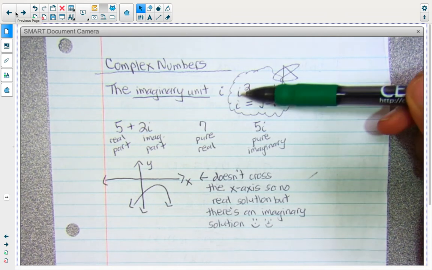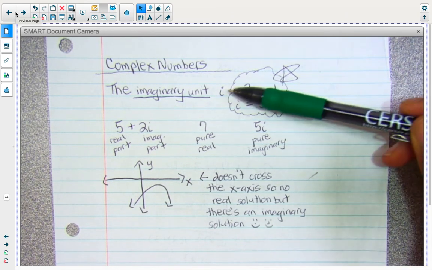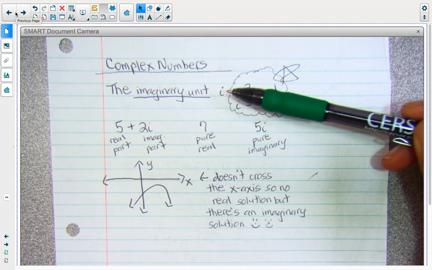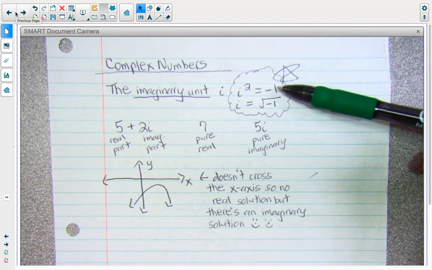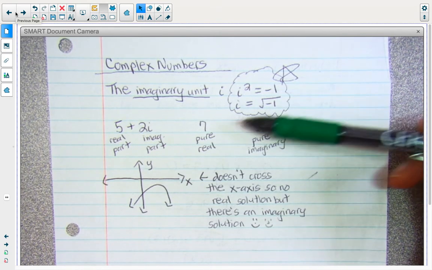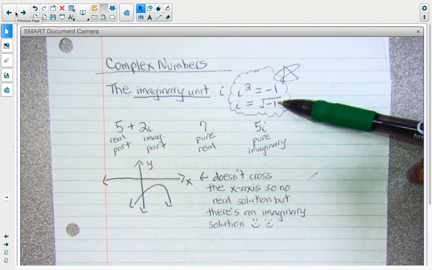These are cursive i's, but the i stands for imaginary. So the imaginary unit is i. Again, it's a cursive i, but it's the imaginary unit i. i squared equals -1. That's what you need to remember. And you also need to remember that i equals the square root of -1.